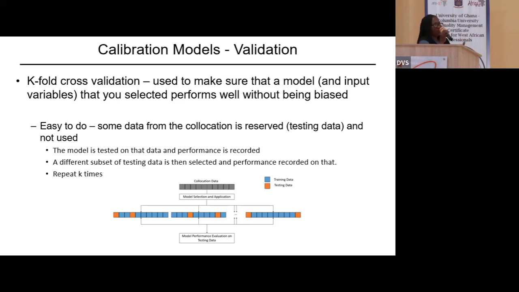You repeat K times, as many times as the K. You repeat that several times, and that will help a lot to give you performance that is without bias, because you have repeated it several times. And so you'll be able to get something that is sure.